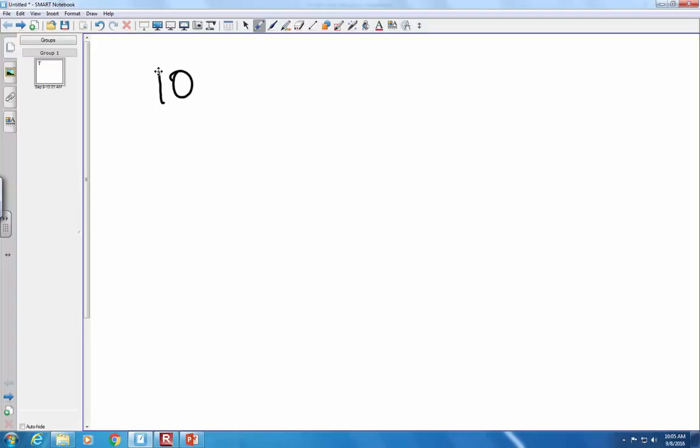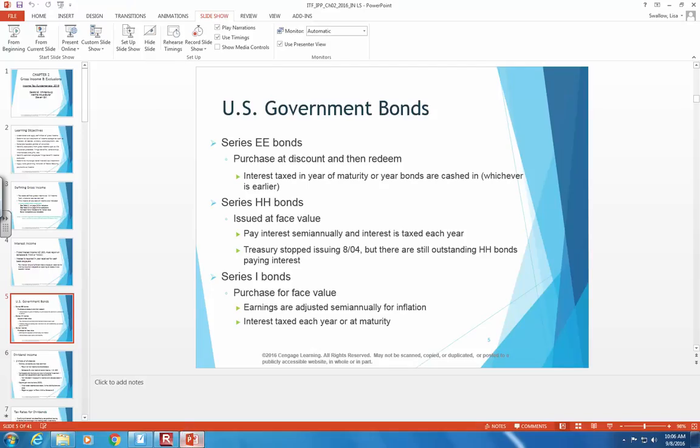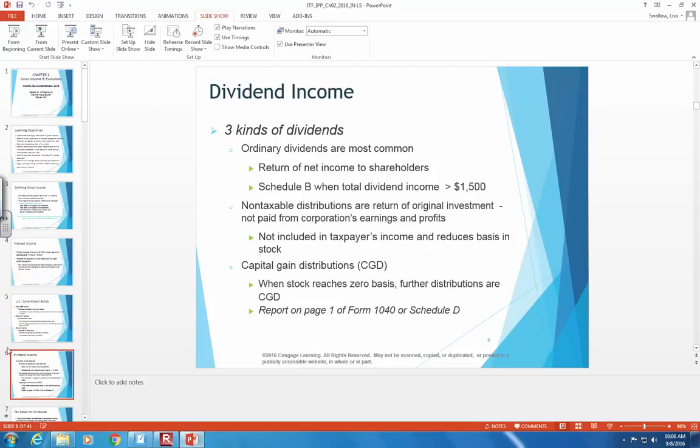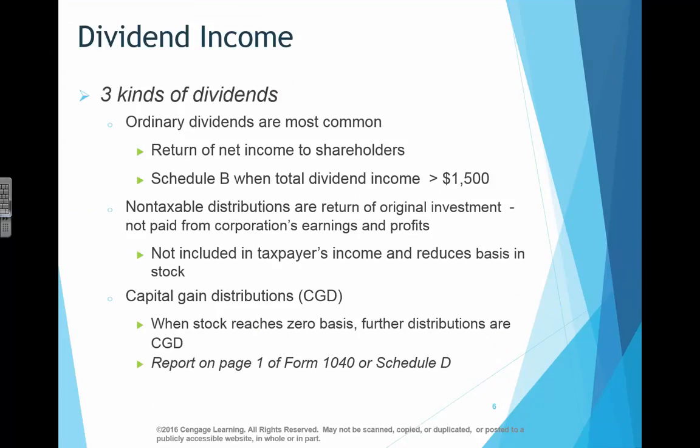What do you get when you have received dividends? You get a 1099-DIV. There's three kinds of dividends, and on your 1099-DIV, it's going to tell you. There's a bunch of boxes. It's going to tell you whether it's ordinary, non-taxable, or a CGD. And it's not as important to me that you know what each of those are, as that you know where they go on your tax return.